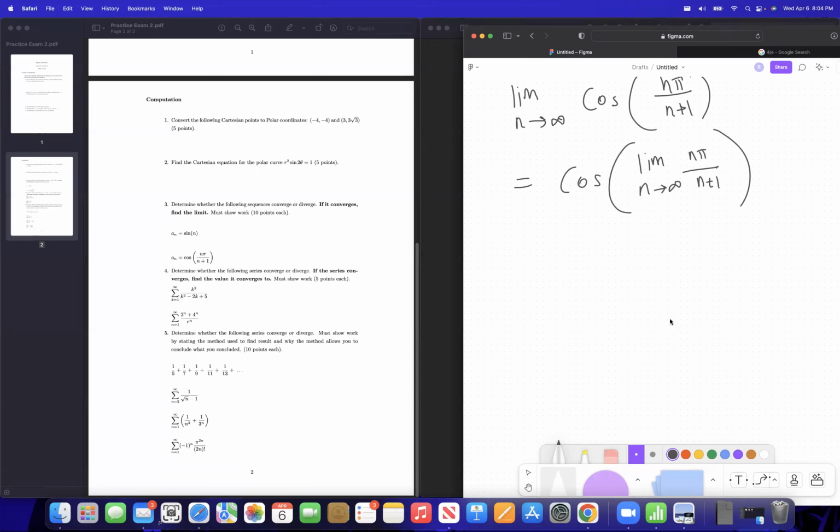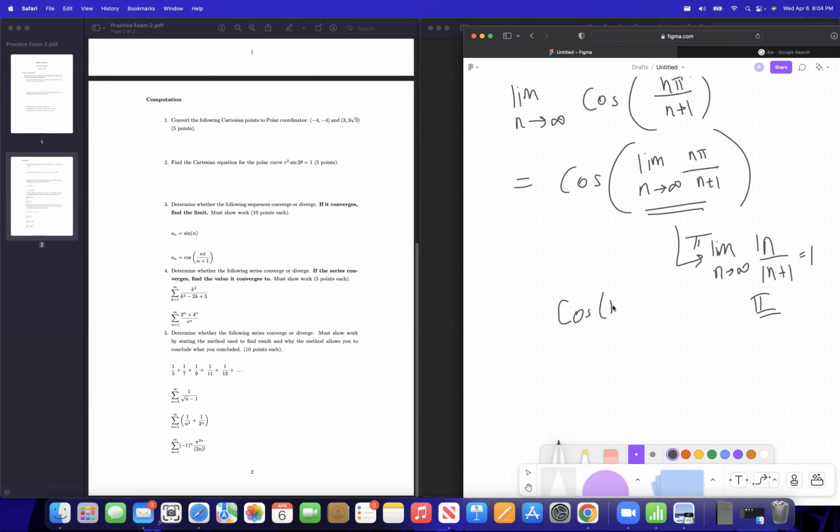Okay, so you basically do the limit of the inside and then you evaluate that at the function. So what is the limit of the inside here? Well, think about it this way: pi is a constant, so we can pull that constant out front. And then you have n over n plus 1. We know that the powers are the same, so it's going to be the division of the coefficients, which is 1, but then that pi is out front, so it's actually just pi.